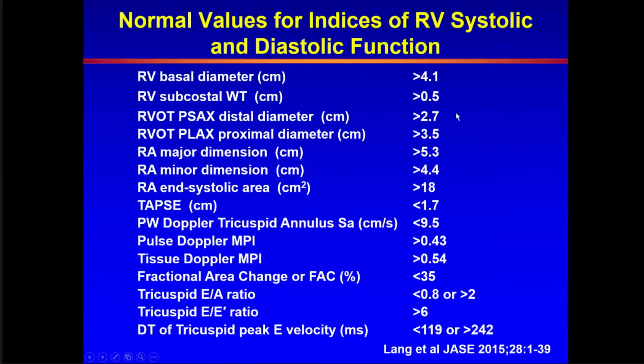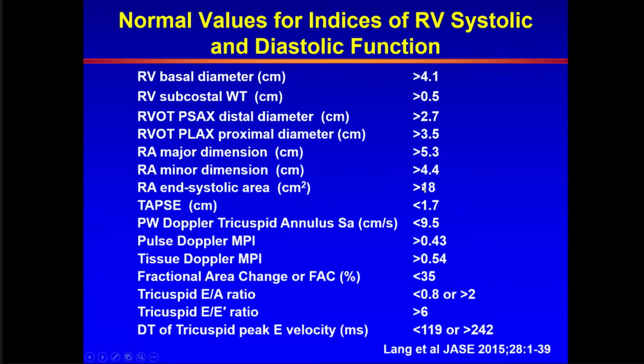Let me give you a quick summary on this slide for some numbers that one should try and memorize. A basal diameter in the focused view more than 4.1 centimeters is abnormal, with thickness 0.5 centimeters. The distal RV outflow tract diameter 2.7, the proximal more than 3.5 centimeters, the RA major dimension 5.3, but if you want to index it, it's really 3 to 3.1 centimeters per meter squared. For the minor dimension 4.4, indexed, it's 2.5.